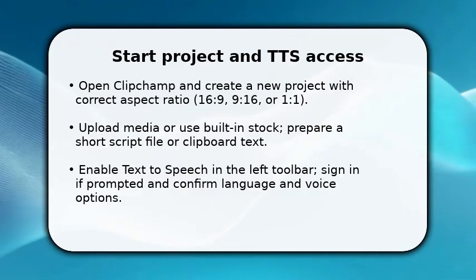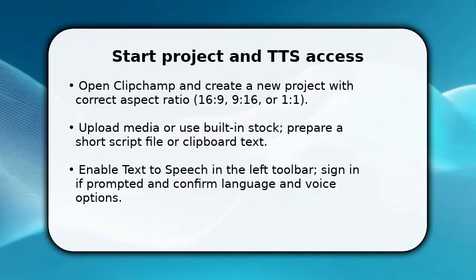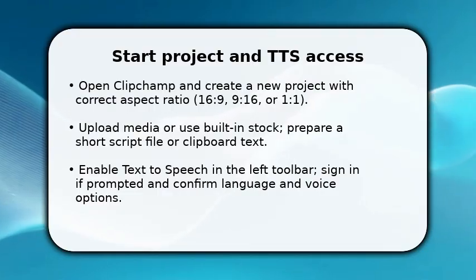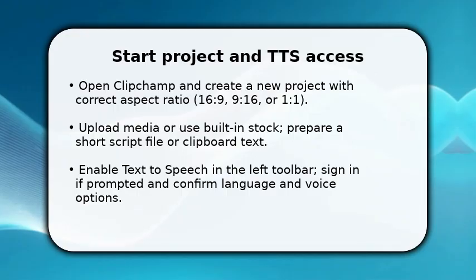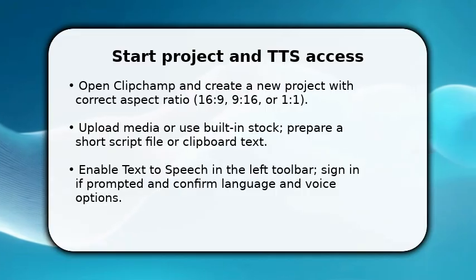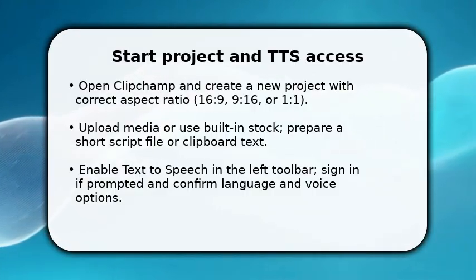Enjoy the video. You open Clipchamp and create your new project with the right aspect ratio for your platform. Next, upload your footage or choose stock clips so you can place audio immediately. Then copy or paste your prepared script into a plain text app. This avoids formatting glitches.